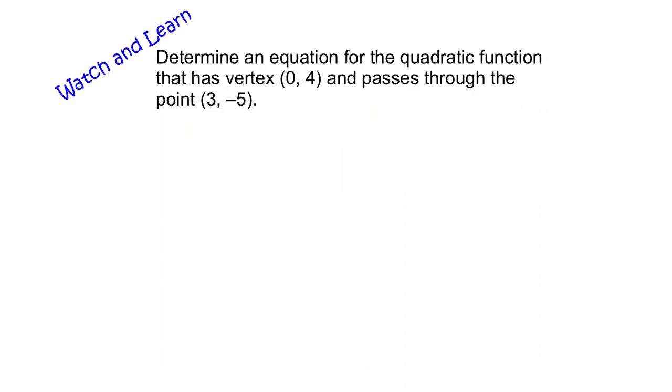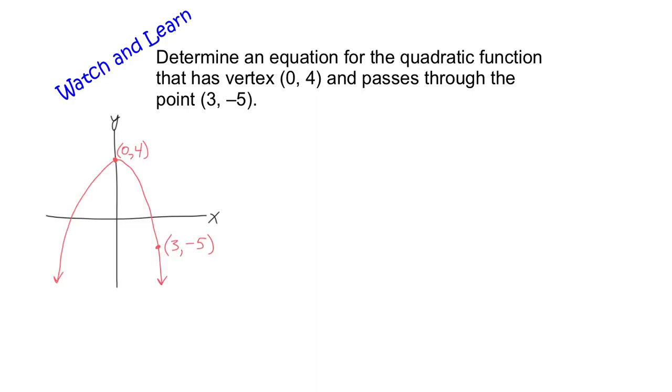All right, now here I don't have a graph, so I'm going to determine an equation for the quadratic function that has a vertex (0, 4) and passes through the point (3, -5). So if I draw a sketch, this is what it would look like. The vertex is (0, 4). It goes through another point at (3, -5). That's down here. So based on that, I know that my function has to be opening down, or else it wouldn't be able to go through this point.